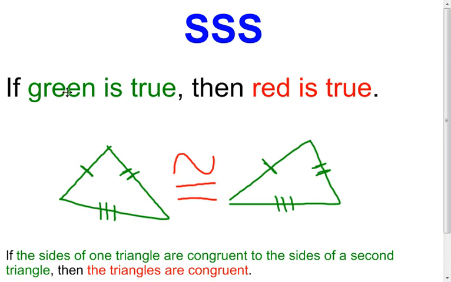So I have my whole little if green is true, then red is true here, basically saying I have these 3 sides here congruent to these 3 sides here, and when I know that, then the 2 triangles are congruent. If you like the actual theorem word for word, it's down here at the bottom.